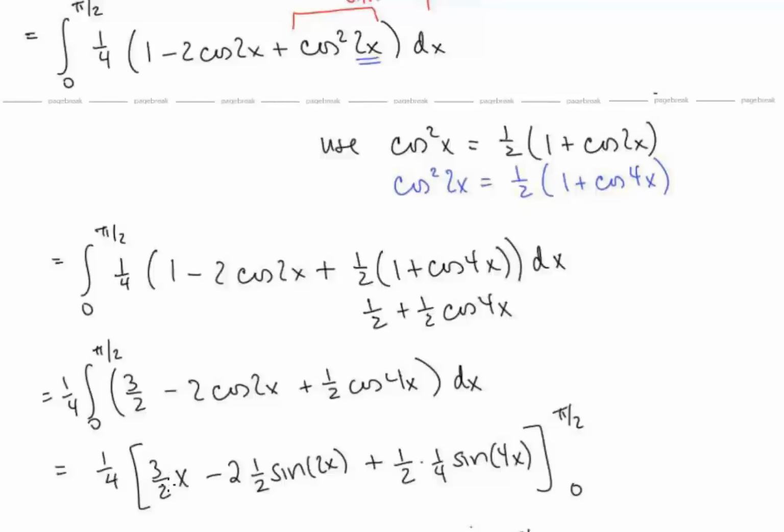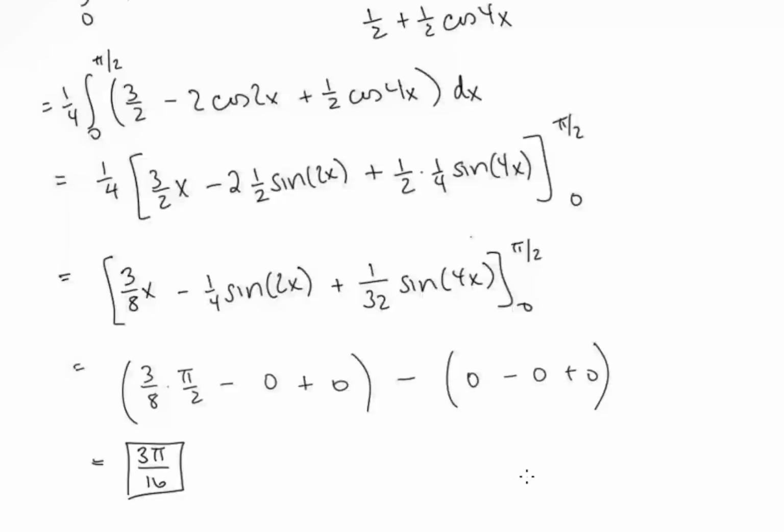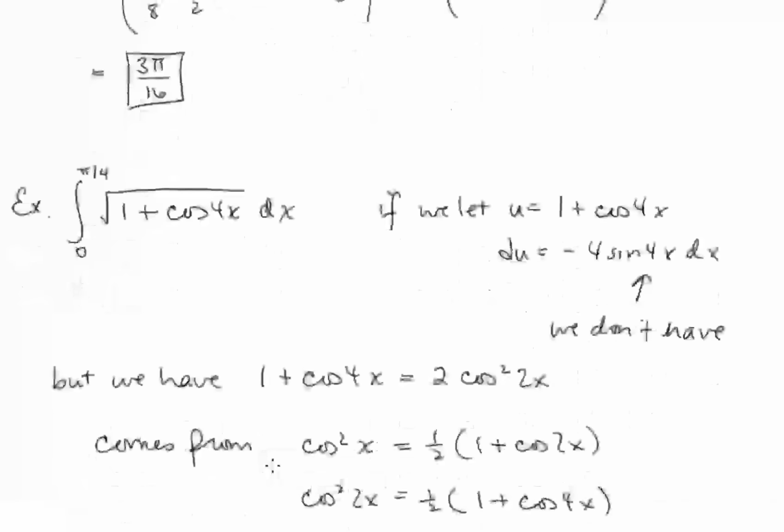And so this becomes 3/2 x. This is 2 times 1/2 sine of 2x, and this 1/2 stays, and we have 1/4 sine of 4x. And so we simplify, and then plug in our bounds, and we get 3 pi over 16. Let's take a look at another.